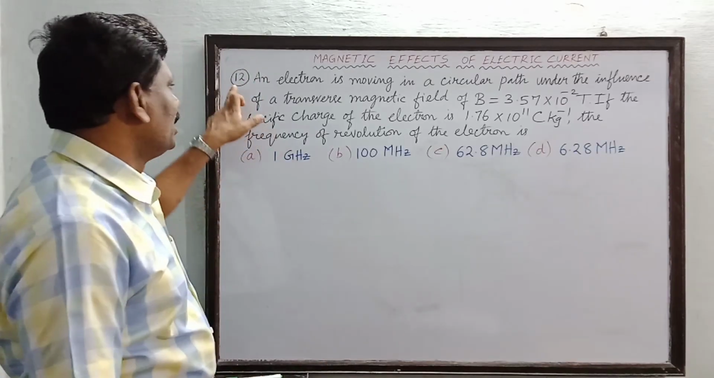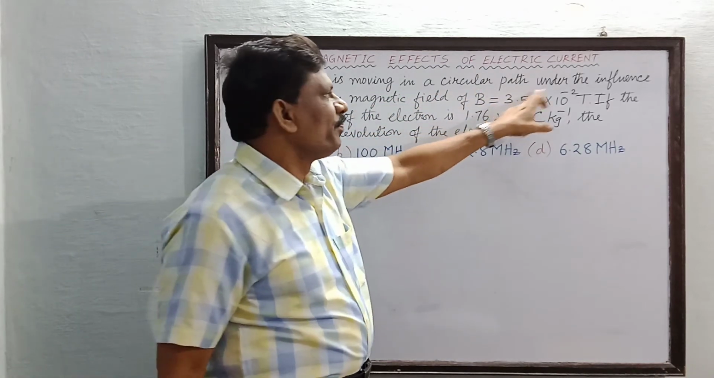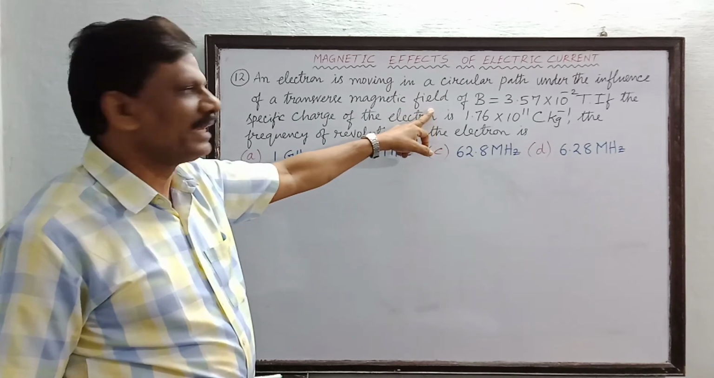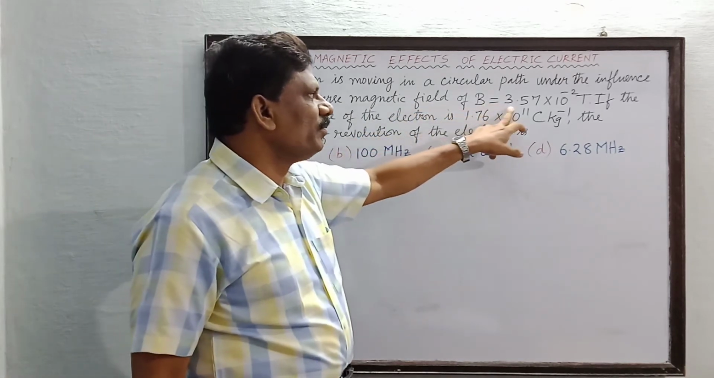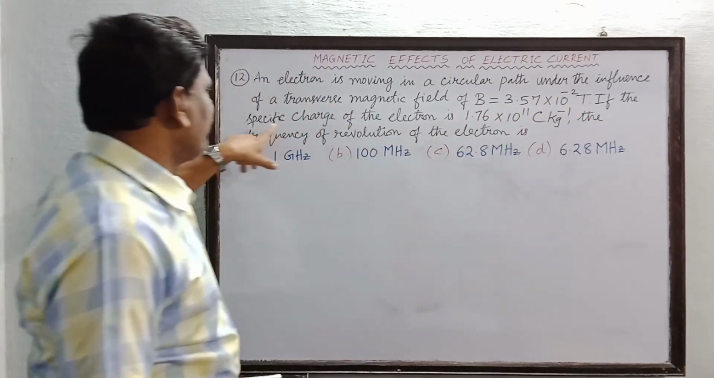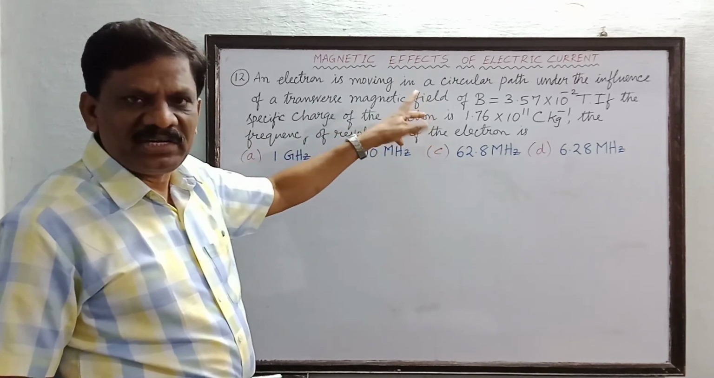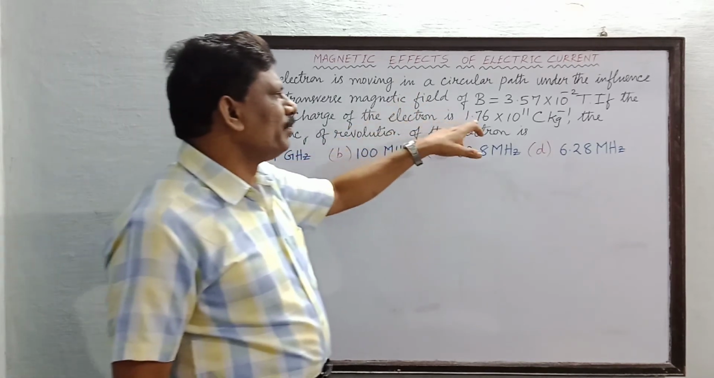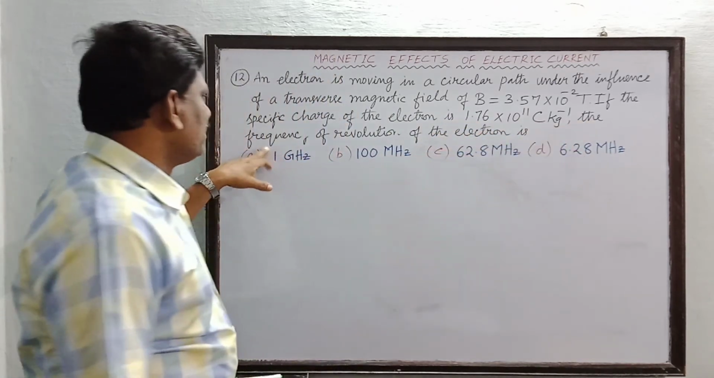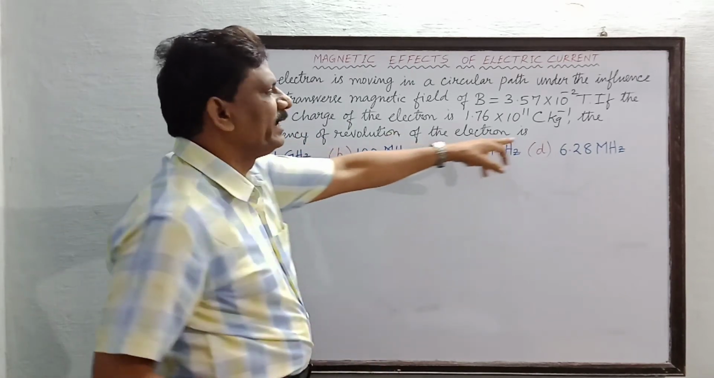Hi students. Problem number 12. An electron is moving in a circular path under the influence of a transverse magnetic field, that is perpendicular magnetic field, of B equal to 3.57 into 10 power minus 2 Tesla. If the specific charge of the electron, that is E by M ratio of the electron, is 1.76 into 10 power 11 coulomb per kilogram, then the frequency of revolution of the electron has to be determined.